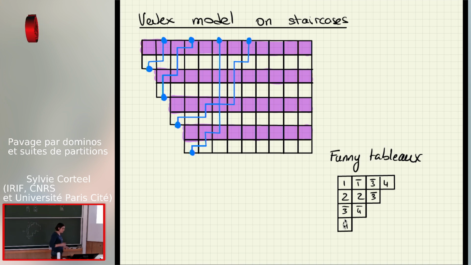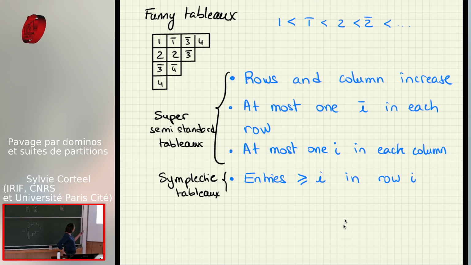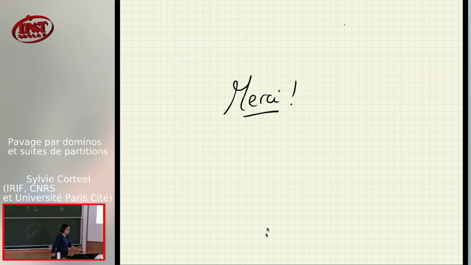And okay, so that's my conditions on my tableau. Okay, they're both super semi-standard tableau, but with this extra symplectic condition that comes from the number of parts in my sequences of partitions. Okay. So merci for your attention.